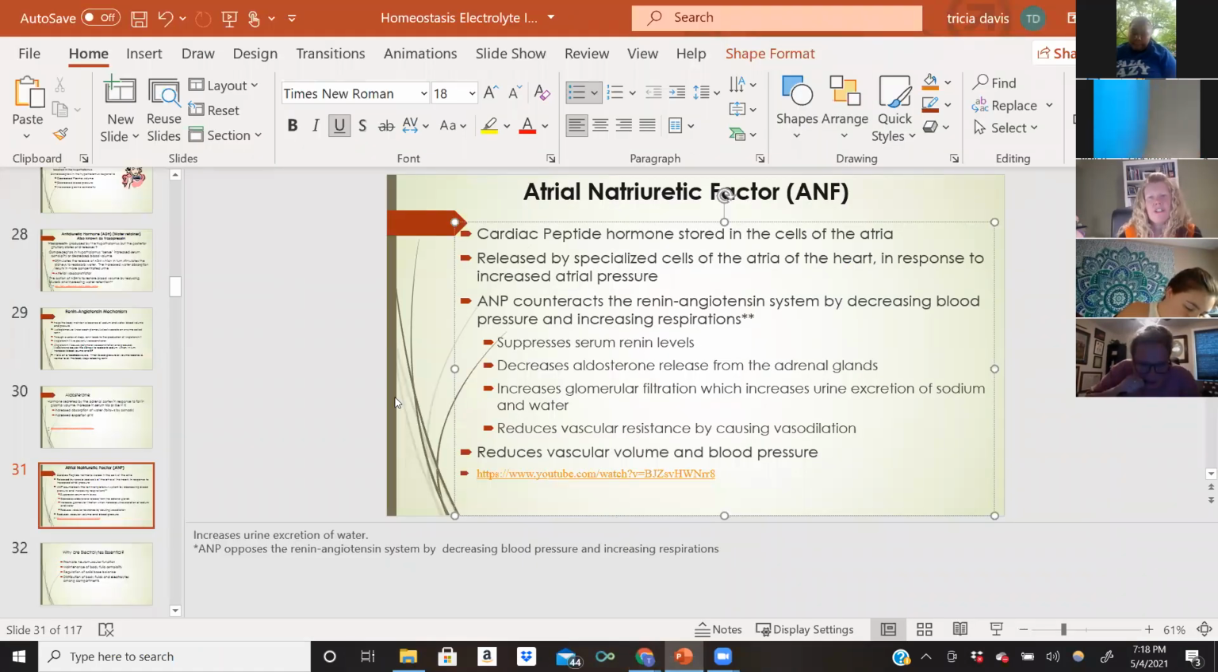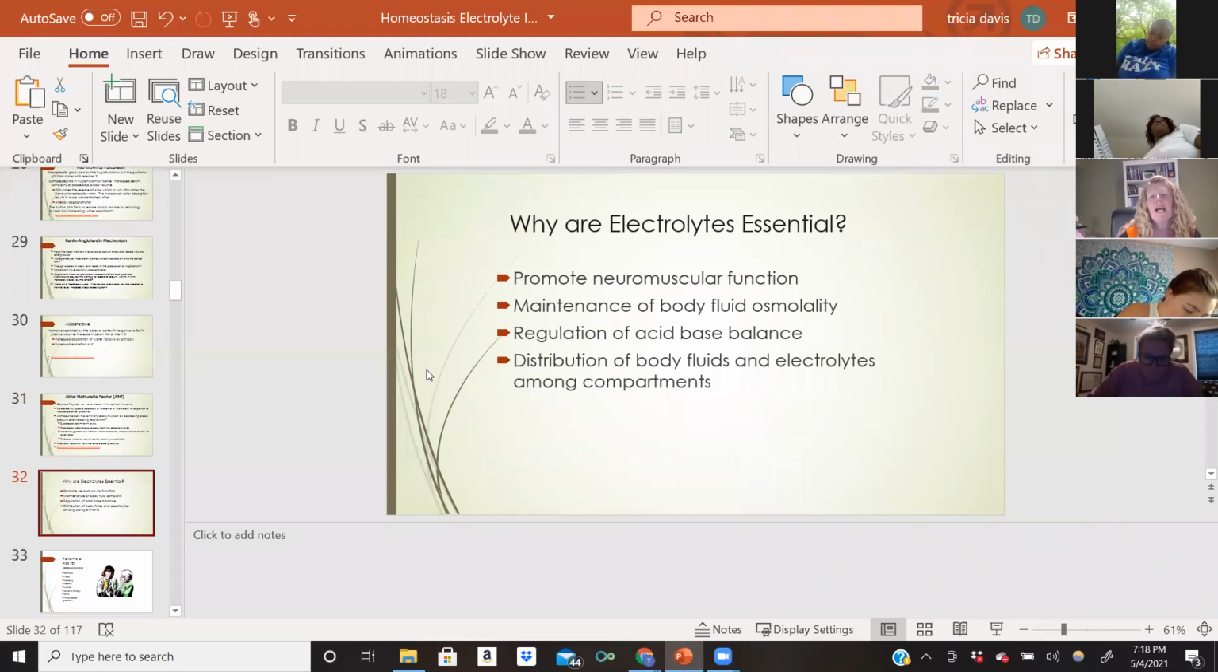All right, so that was your atrial natriuretic peptide or your atrial natriuretic factor, whatever you would like to call it. So why do we need electrolytes? We need them to promote neuromuscular function. They help our muscles. We need it to help maintain the osmolality of our body fluid because our body fluid is made up of electrolytes. We need it to regulate our acid-base balance in our body, and we need it for the distribution of body fluids and electrolytes among the different compartments.